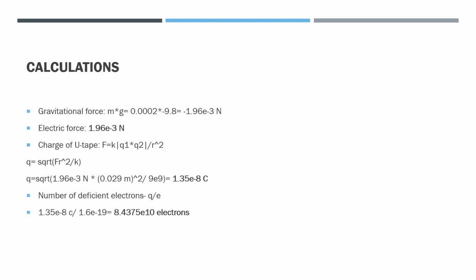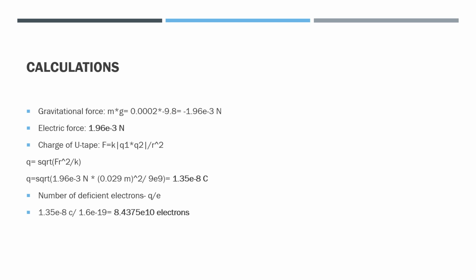Now, my calculations. The gravitational force acting on the tape is mass times gravity, which equals negative 1.96 e to the negative 3 newtons. The electric force has to counter that gravitational force in order for the floating to happen, so it's in the opposite direction and the same magnitude. To find the charge of the U-tape, we set that electric force equal to Coulomb's law, and because the charges are the same, it's Q squared, which simplifies to Q equals the square root of the force times the radius squared over the constant, which gives us 1.35 e to the negative 8 coulombs.